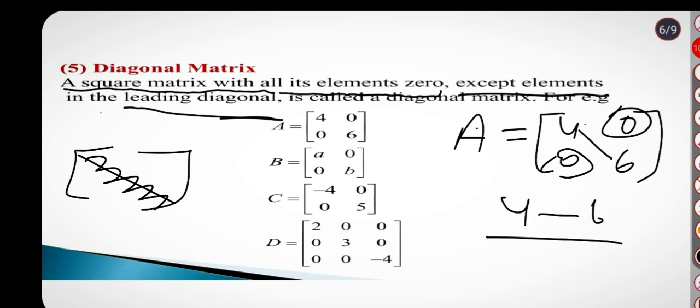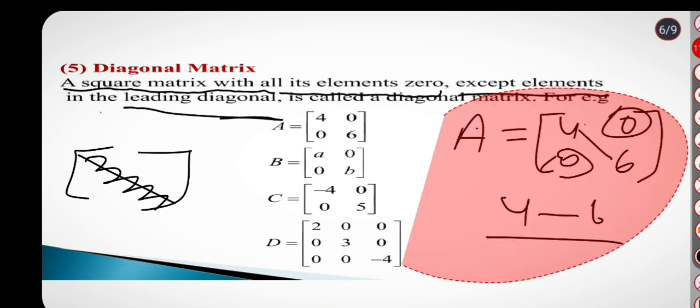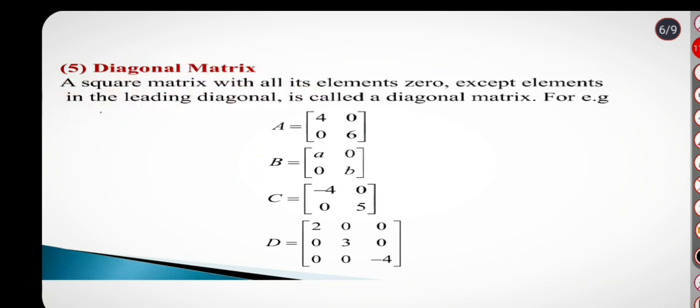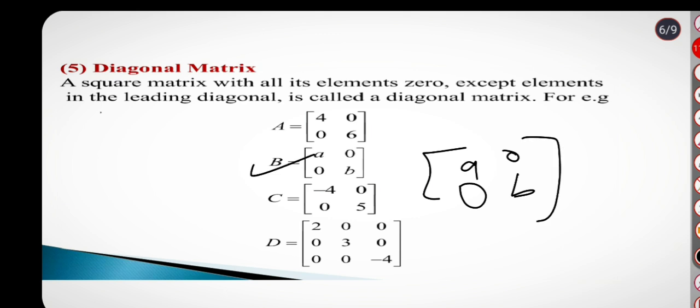You can also see in example number 2, there are also A, B with a leading diagonal line, but all other elements are 0. So we can say that B is also a diagonal matrix, A is also diagonal, and C also, and D. This is of 3 cross 3 order. You can also see that 2, 3, minus 4 are non-zero, but all other elements are 0. So we can say that these are examples of diagonal matrices. Now let's start the next one.